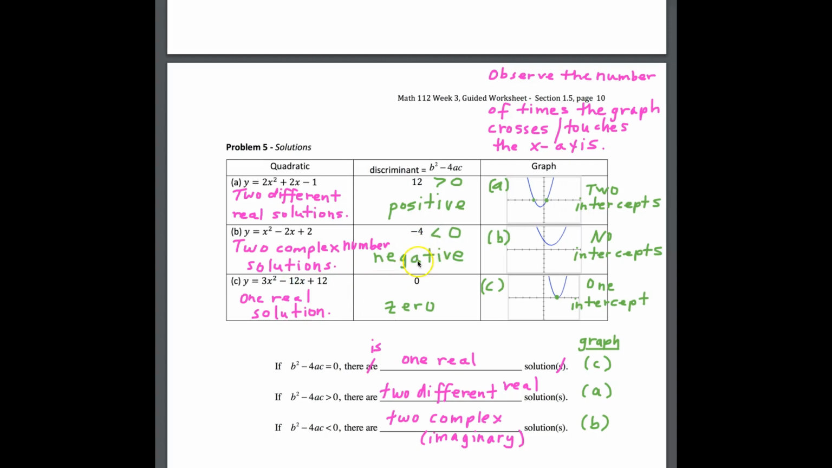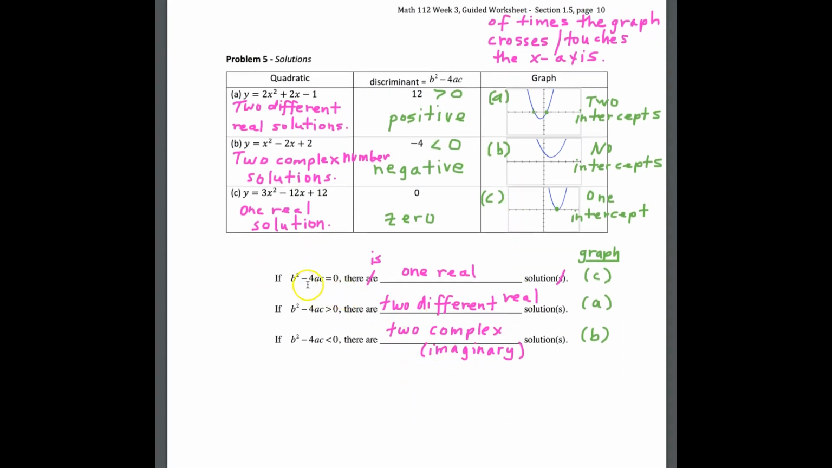If the discriminant is negative, there were no intercepts. That was the problem that had two complex or imaginary solutions. Where the discriminant is positive, we see with the graph there are two intercepts, and we did get two different real solutions. So in each case, this is the summary we come up with. If the discriminant is 0, we just get one real solution. It's actually what's called a repeated root. If you can factor it, you'd actually have two factors of the same type. It looks like this on the graph, part C.